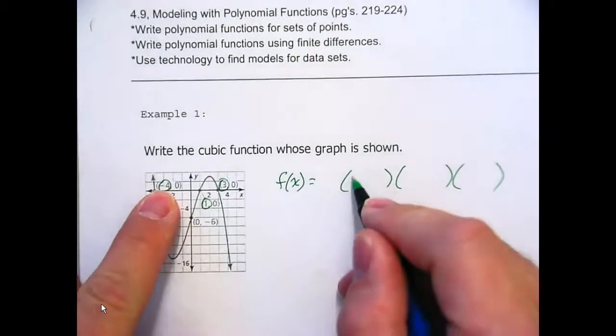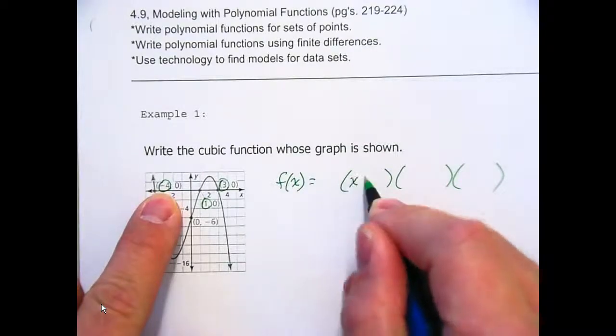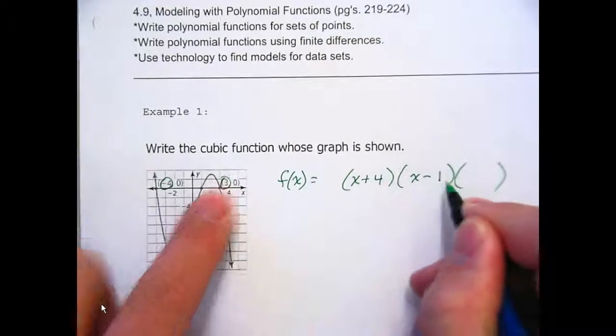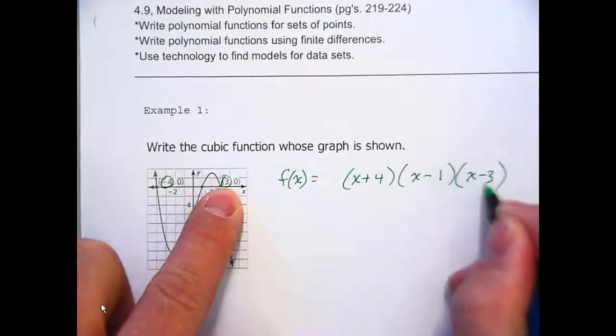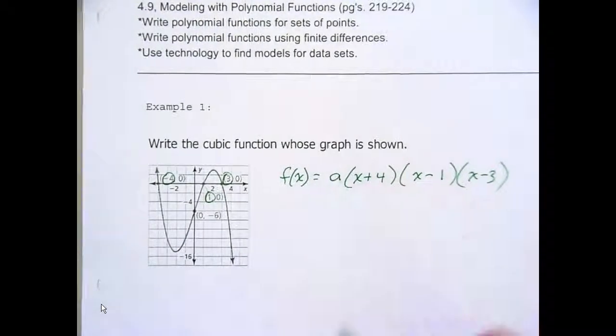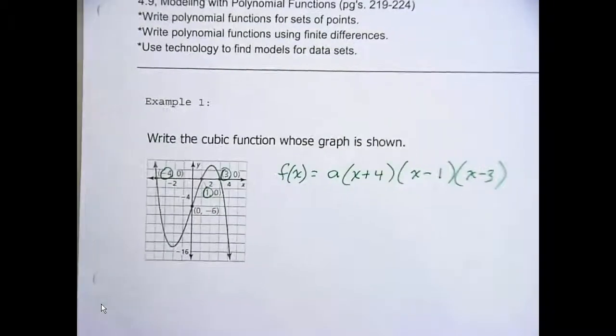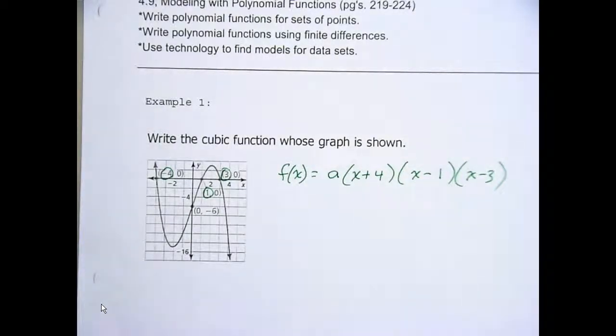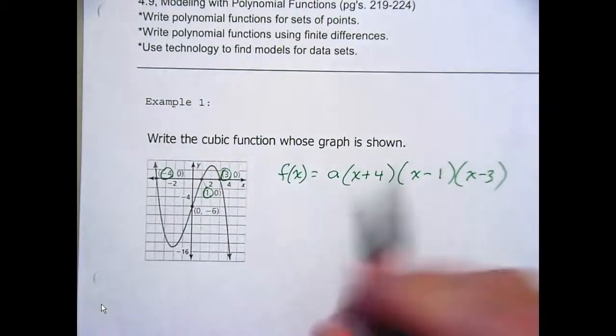Okay, what do we get here? X plus 4. What do we get here? X minus 1 and then X minus 3. Okay, now the only thing we don't have is our A term out here. That A term right there, we can't just throw in an x. That would be a 0. That A term is the same A term as if you put it into standard form. That A term right there, we're going to calculate.